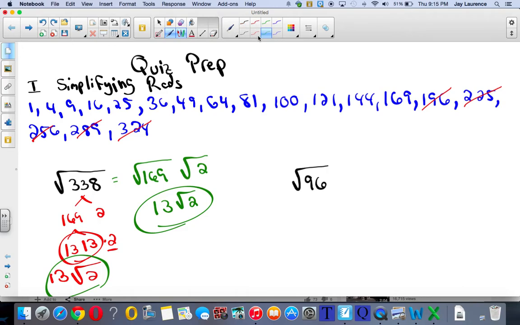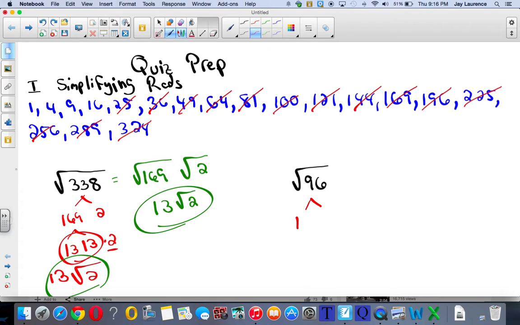All right, 96. I don't need to worry about any of these numbers here because they're all more than 96. So I'm going to start at 81. Is 81 a factor of 96? No way. 64? 49? Ooh, I'm not sure. I'll check. Let's do 96 divided by 49. Nope, doesn't go in evenly. 36. Let's divide by 36. 96 divided by 36. Nope, doesn't go in evenly. 25. No, 25 is not going in evenly. 16. Maybe. Oh, it goes in 6 times.